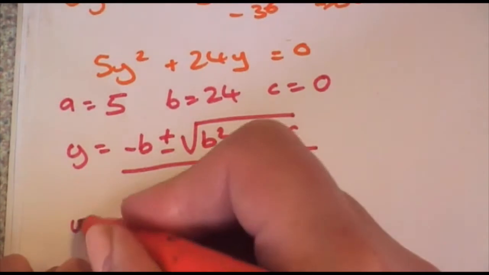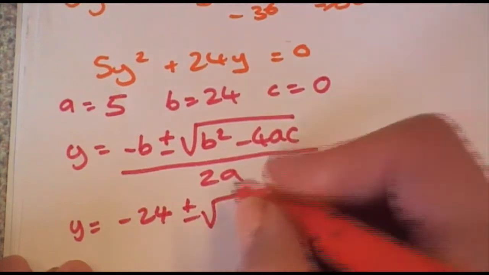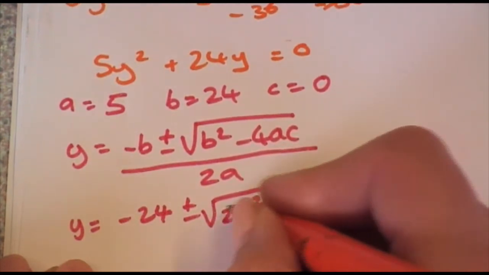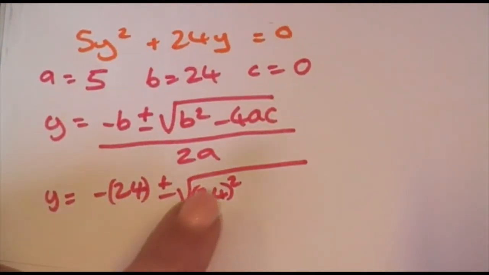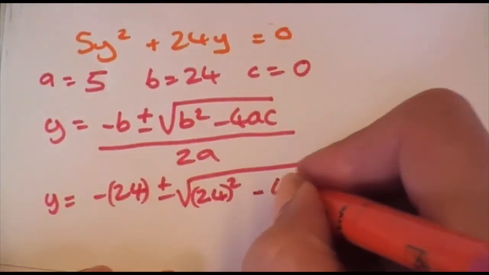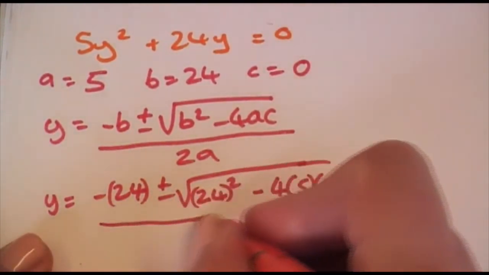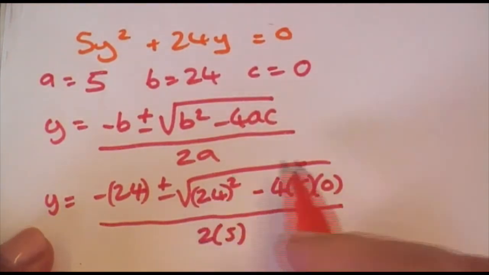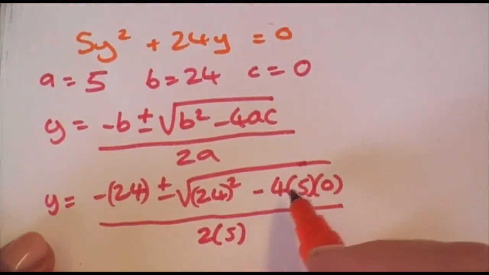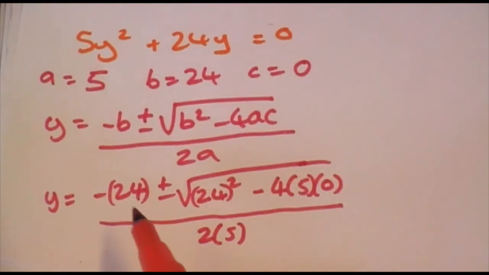I'm going to dump my values in. y equals negative 24 plus or minus the square root of 24 squared, and I've been sloppy, I haven't put my brackets on. Let me add them in there. So negative 24 plus or minus square root of 24 squared minus 4 times 5 times 0 divided by 2 lots of 5. Now here you may spot that 4 times 5 times 0 is going to come to 0 anyway, because anything multiplied by 0 will be 0. So I'll end up with negative 24 plus or minus the root of 24 squared.